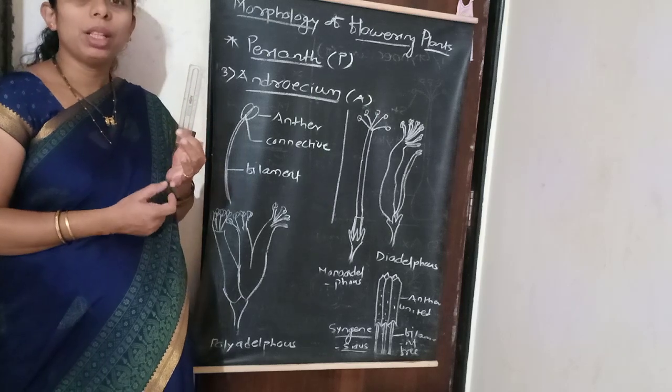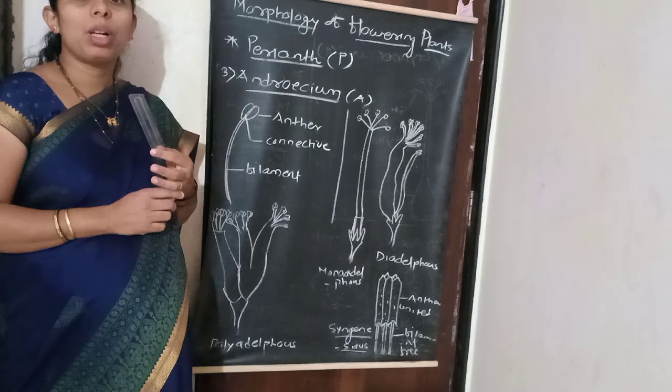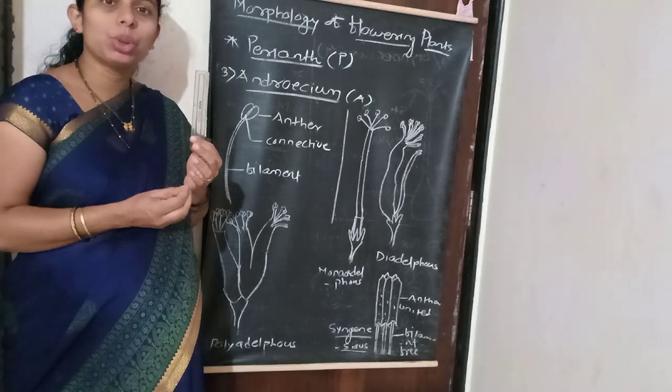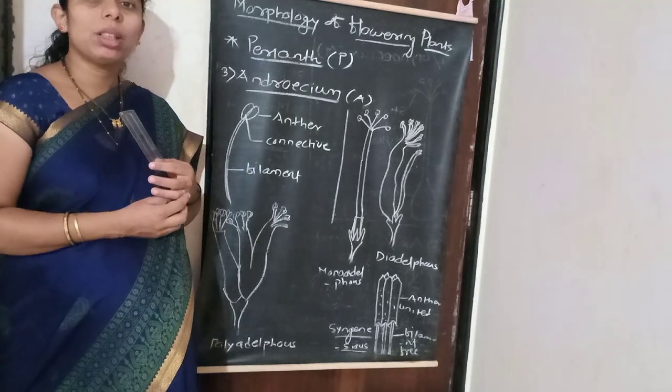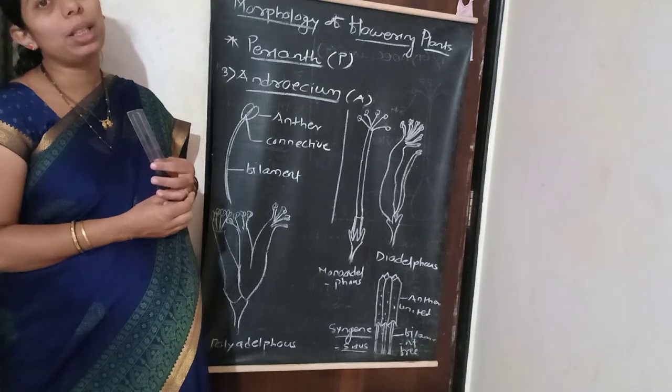Okay. And when these perianth are free from each other, it is called the polyphyllous condition. And when the tepals are fused, it is called the gamophyllous condition. So here this condition is called sepaloid tepal and petaloid tepal.